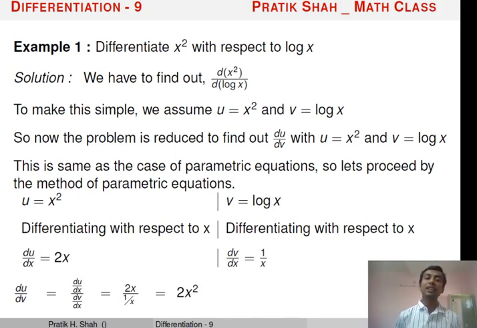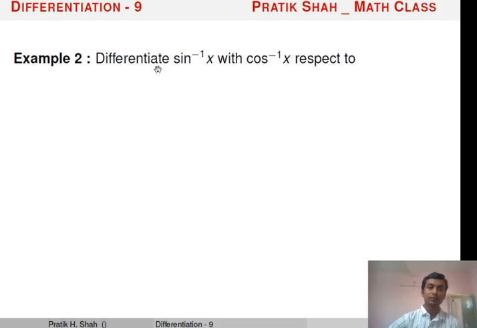So in fact it is very easy. Just we need to add one more step: assuming some notations for both the functions. First function say u and second function say v. Then the question is same as the method of parametric equations. Let's see one more example.